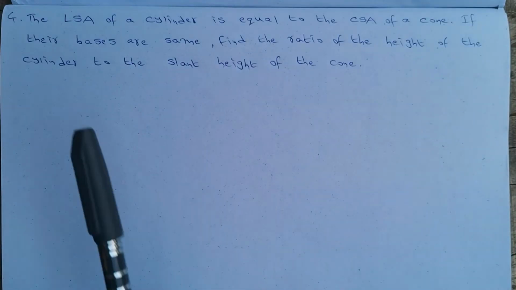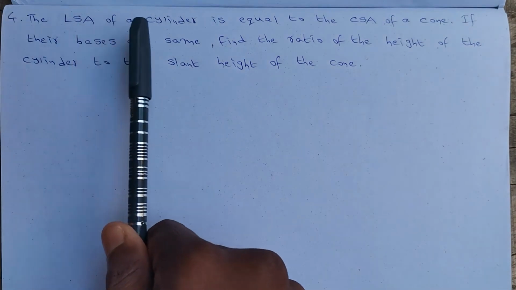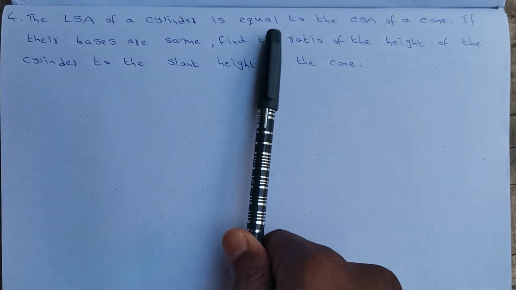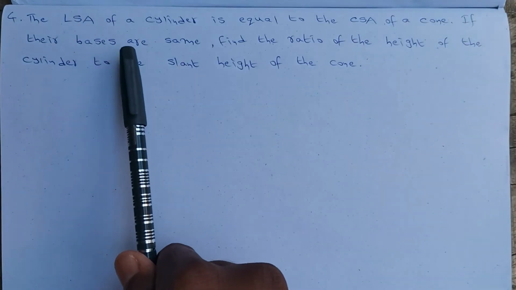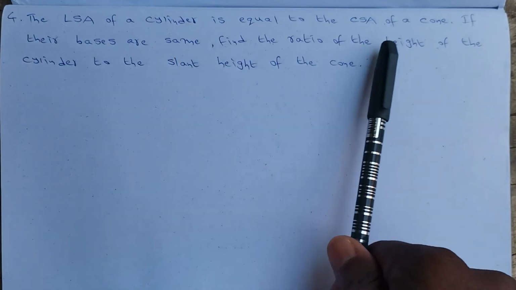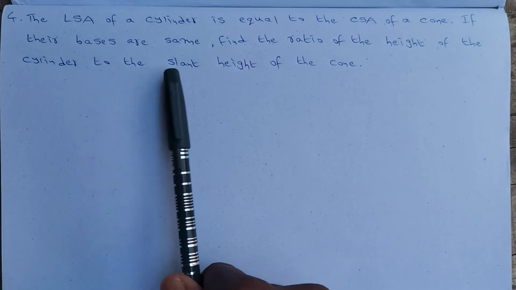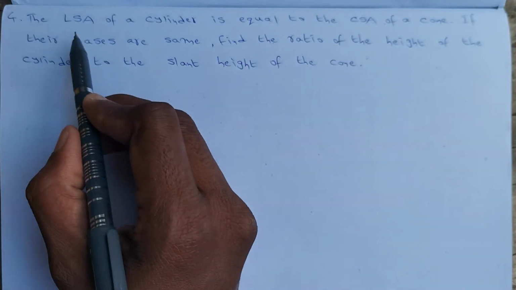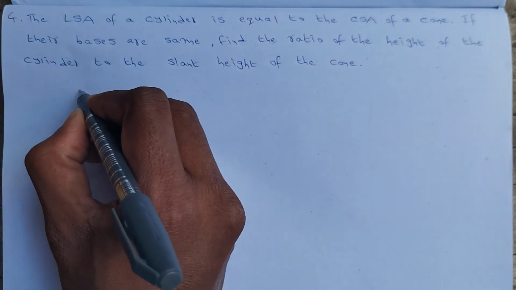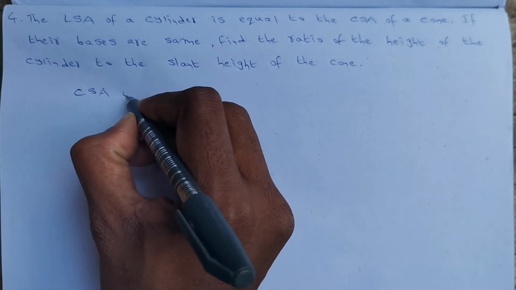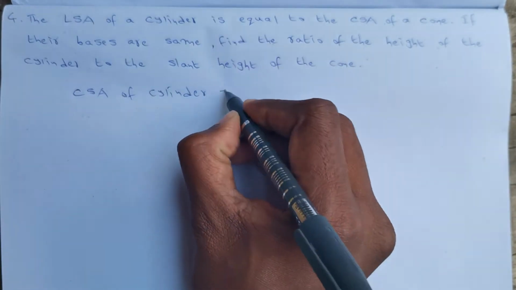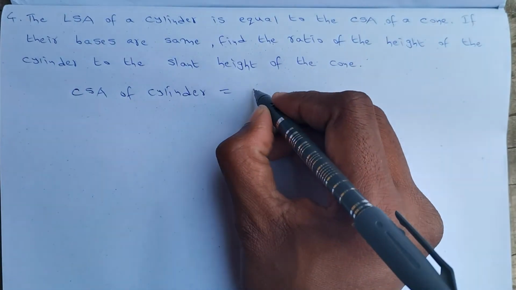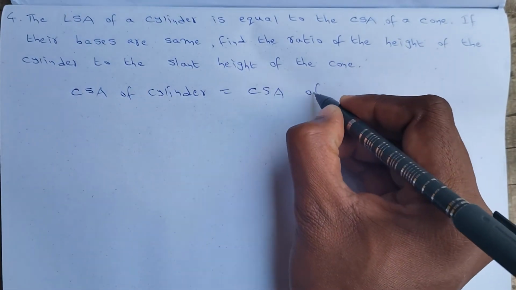Next, question number 4. The LSA, lateral surface area of a cylinder, is equal to the curved surface area of a cone. If their bases are same, then find the ratio of the height of the cylinder to the slant height of the cone. He clearly mentioned LSA of cylinder. LSA of cylinder is nothing but CSA of cylinder. That is equal to the curved surface area of a cone, CSA of cone.